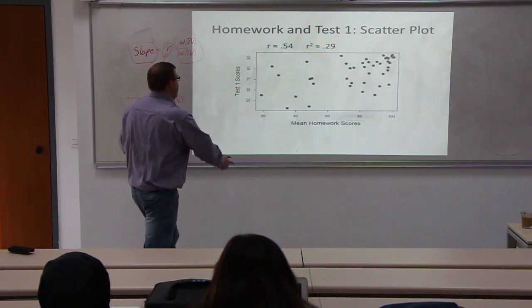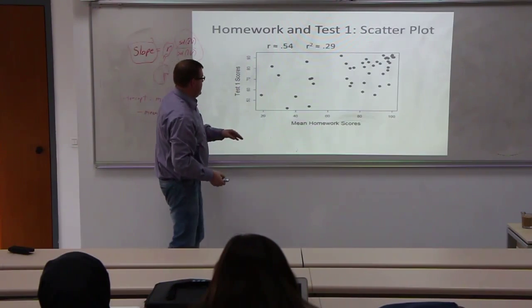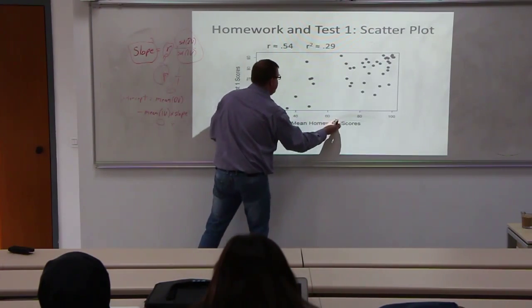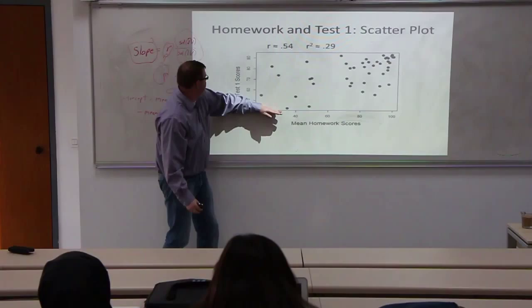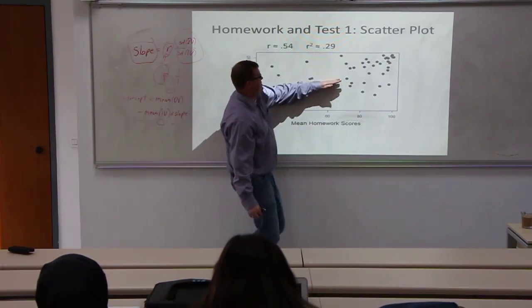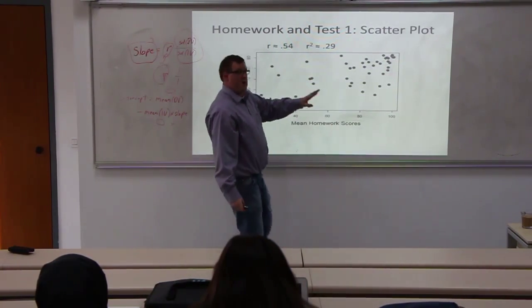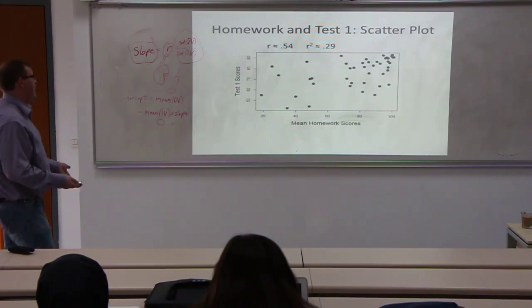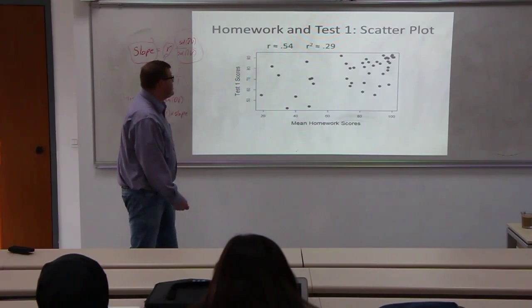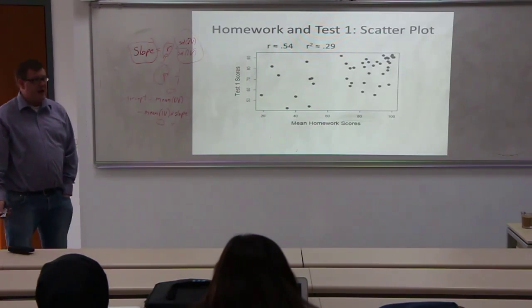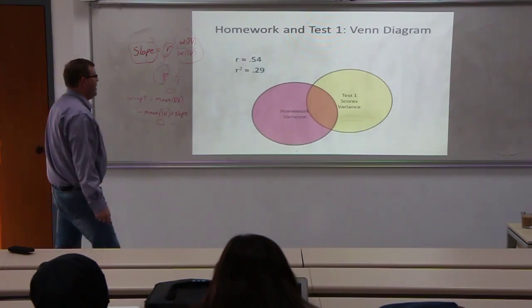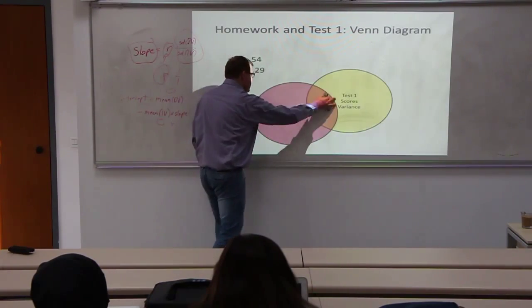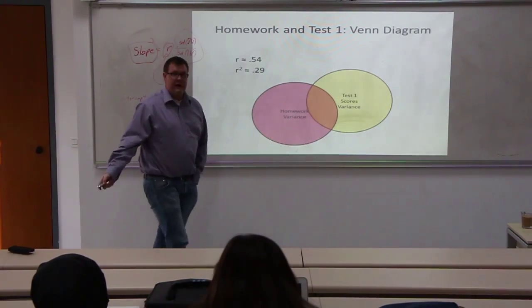And again we see a positive correlation. So as mean homework scores increase, test 1 scores also tend to increase. Right? This is weaker still than we had before. It's the weakest correlation that we have. So the coefficient of determination is less, but still it's about 30%. 30% of the variance in our test 1 scores we can explain with the variations in the homework.